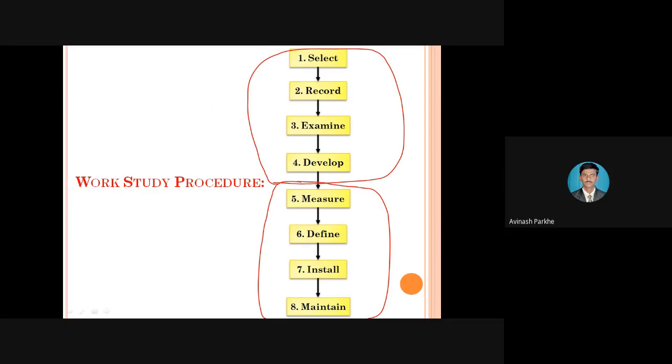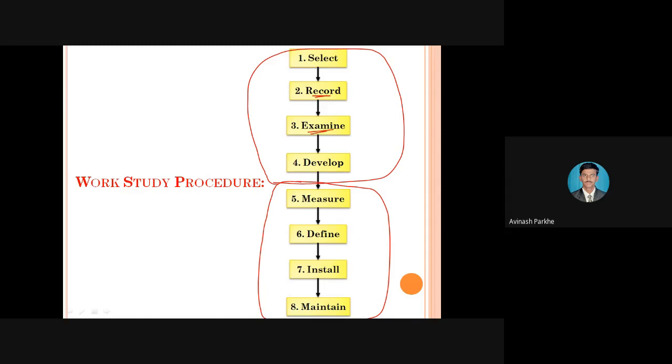So what is the first step? Select means we have to select that method where we have to go for the modification. Then record. Whatever the existing method we are using for modification purposes, initially we have to record that particular technique or take the previous result. If I have implemented the new method or done the modification in the existing processes, whatever the previous results are there for that particular method, we are going to record in this particular second step.